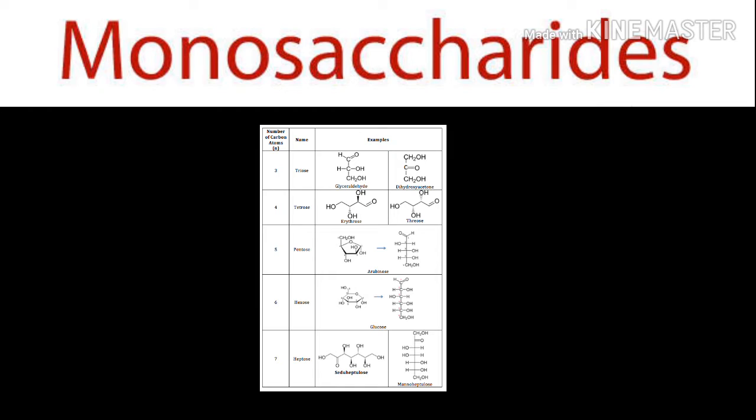This table shows the classification of monosaccharides based on the number of their carbon atoms, their general structure, and examples for each. So, with three carbon atoms, these monosaccharides are called trioses. With four carbon atoms, they are called tetroses. For five carbon atoms, we have pentoses, for six carbon atoms, we have hexoses, and for seven carbon atoms, we have heptoses.